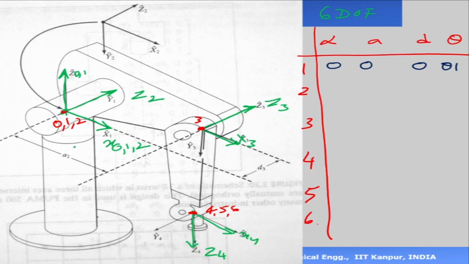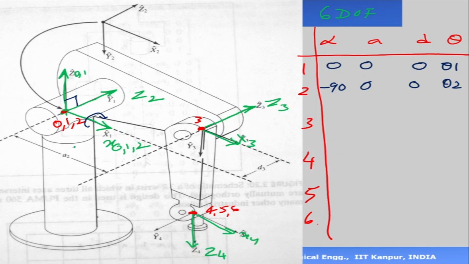Now let's look at the second axis. The origin of the second axis is the same, but there is a 90-degree angle there. So there is a rotation of clockwise 90 degrees about the x-axis. z1 rotates 90 degrees and becomes z2 clockwise. Clockwise is taken as minus 90. So this is minus 90, 0, 0 and it is theta 2. Origins are the same, so A and D are 0.